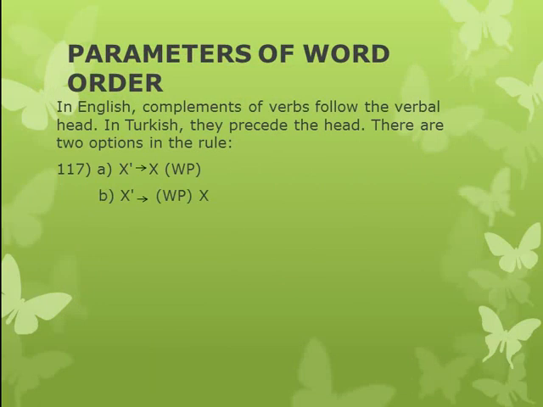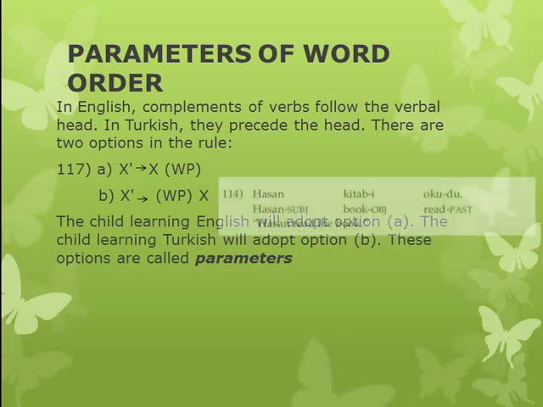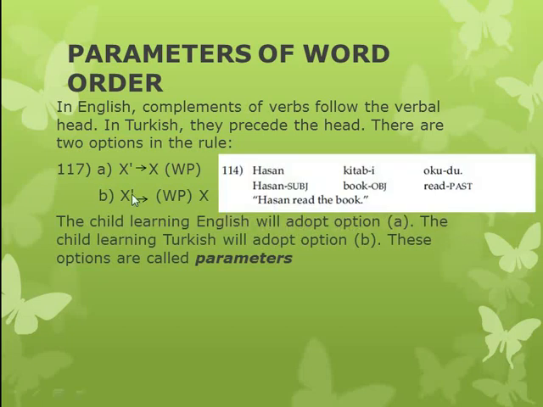Okay, so have a look at this one. Parameters of word order. In this case we are going to look at the difference between Turkish and English. In English we have an X-bar rule that consists of X and YP, but the Turkish adopt YP and X. So in English we have Hasan read the book, but in Turkish they have Hasan kitabi okudu, and this option is called a parameter.